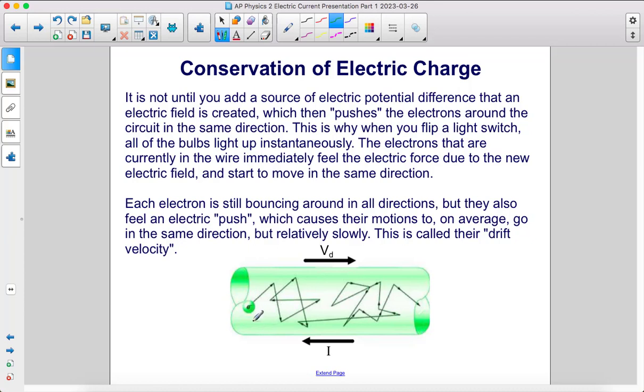Each electron is still bouncing around in all directions, but they also feel an electric push, which causes their motions to, on average, go in the same direction, but relatively slowly. This is called their drift velocity. So instead of just bouncing around in all directions, they'll start to average out to being in one direction, like how this electron is bouncing through this wire.